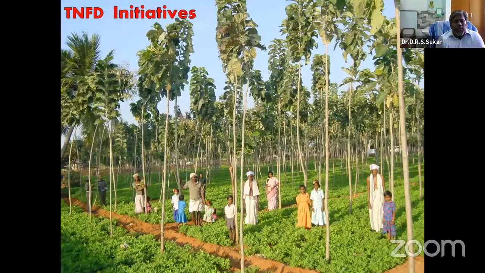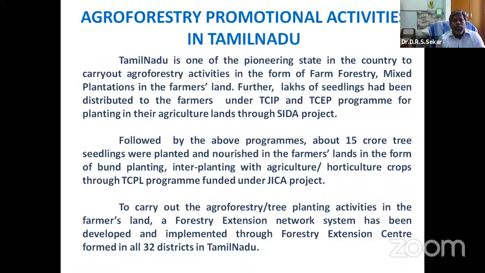Let us look at the kind of initiatives being made by the Tamil Nadu Forest Department, in particular the promotion of agroforestry activities. Tamil Nadu is one of the pioneering states in the country in creating agroforestry. Way back in the social forestry scheme time itself, there was the TCIP, the tree cultivation incentive program, and TCEP, the tree crops extension program under the CEDA project. Subsequently, they went for the TCPL, the tree cultivation in private land program funded by JICA, under the Japan funded project.